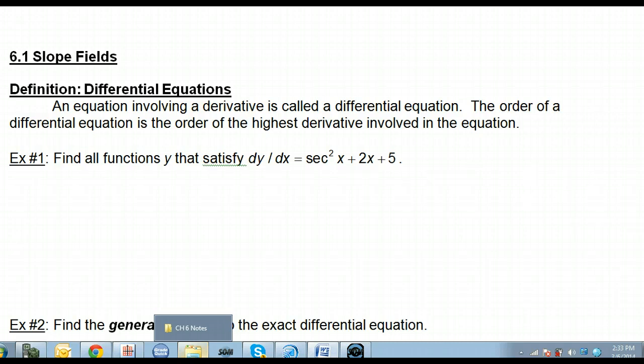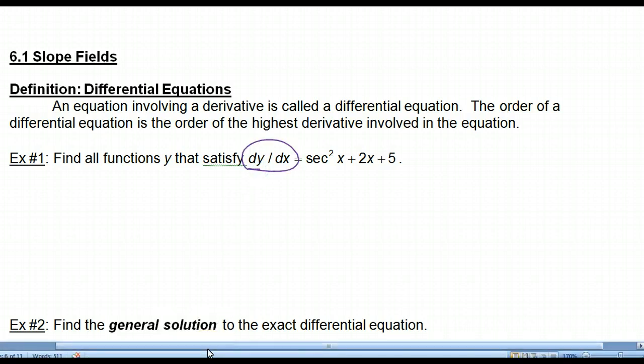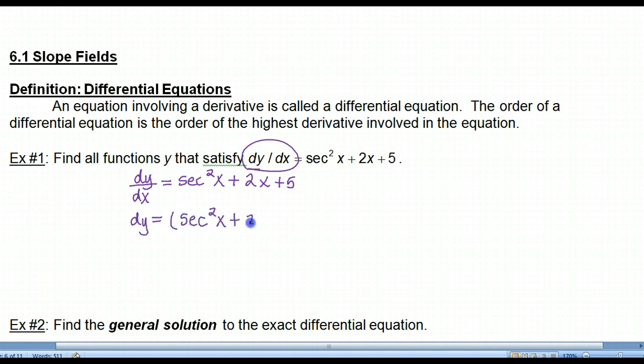So differential equations. Do you remember when I say a differential is like dx or dy, not dy dx like we have here? When we have a differential equation, we separate the dx from the dy. So I start out with dy over dx equals secant squared x plus 2x plus 5. Think of this as if we're going to multiply both sides by dx. So we have dy equal to this whole thing on the right side, secant squared x plus 2x plus 5, and then a dx after.